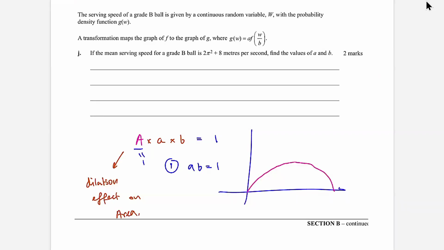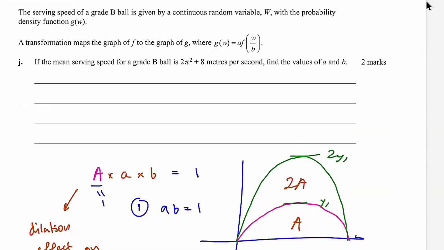Dilate this by a factor of 2 in the horizontal axis. The graph would look something like this. So if this y value was y1, this would be 2 times y1. So then this area will be doubled. So the area under the green curve will be 2A. So the effect of the dilation directly affects the change in the area. So if we dilate by some factor k in any axis, the area under the curve will also get multiplied by that same factor k.